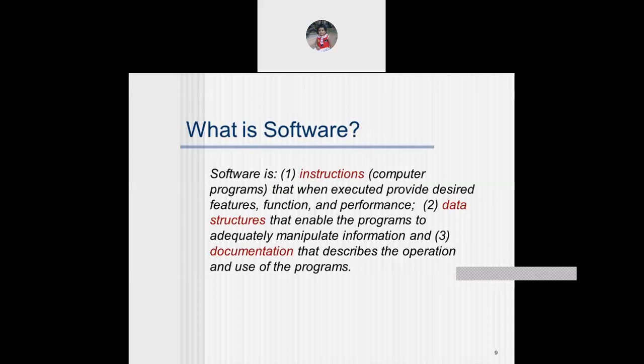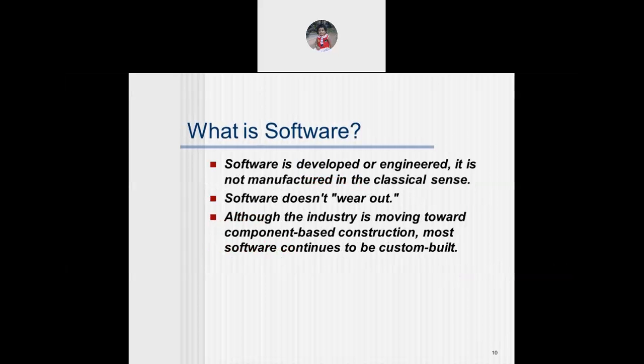What is software? Let's define software. Software is nothing but a set of instructions, data structures, and their documentation. Simply, a set of programs we call software. Software is developed or engineered; it is not manufactured. Software does not wear out. Although the industry is moving towards component-based construction, software continues to be custom built.